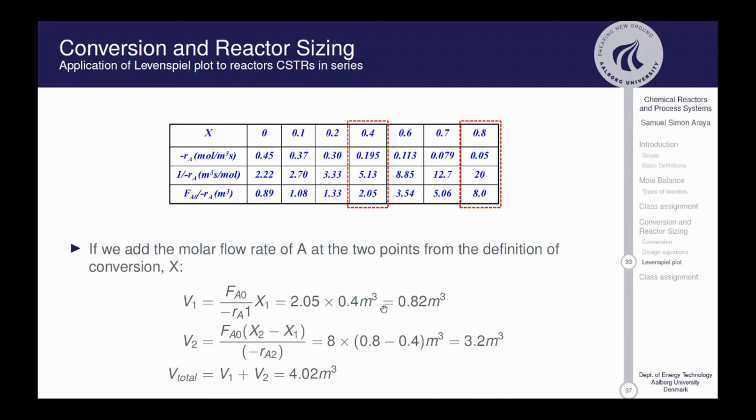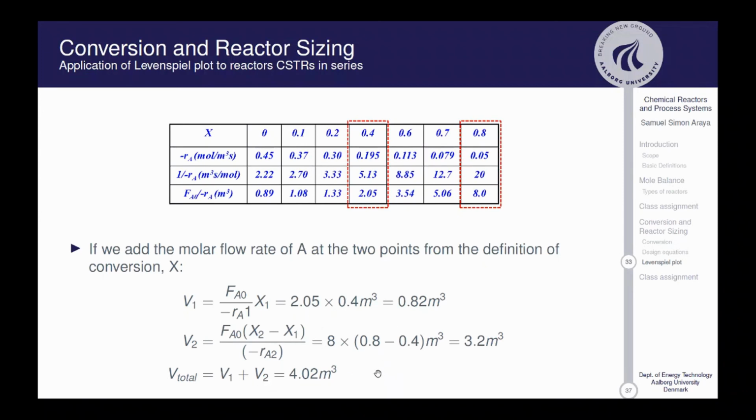And we can just go back and do the volume of the first reactor, which we already know. We have 0.4, so we just take that X and multiply it by the ratio between FA0 and R here. But for the second one, we subtract 0.8 and 0.4 to get the difference between the conversions. And therefore, we have 3.2 cubic meters. And you can see that the total volume of the reactors when they are in series is V1 plus V2, which is 4.